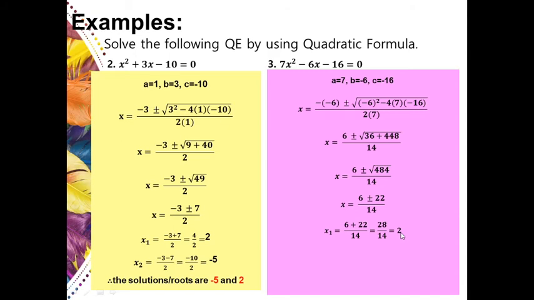So we have 2 as the first value of x. While the second linear equation would be 6 minus 22 over 14. So that would be negative 16 over 14. So simplify, we have negative 8 over 7, which is our second root.